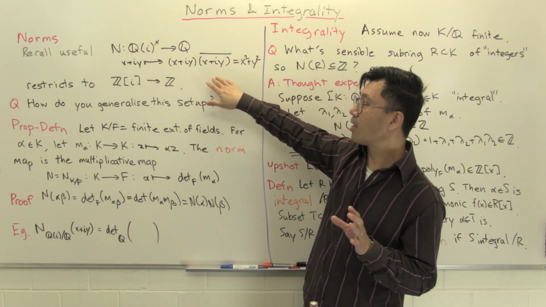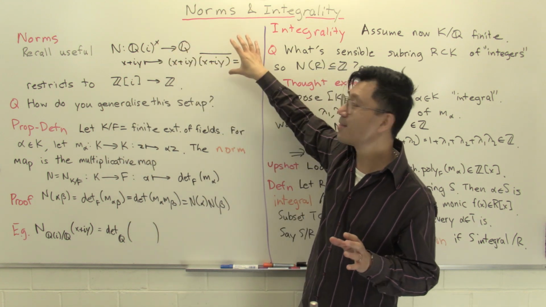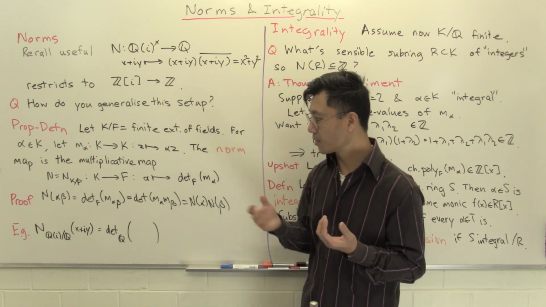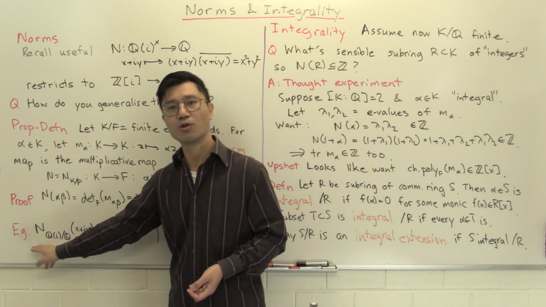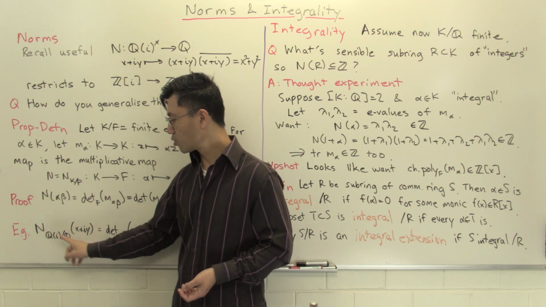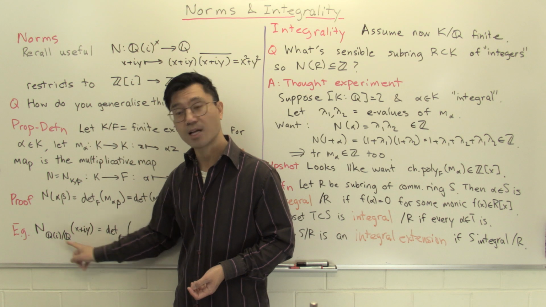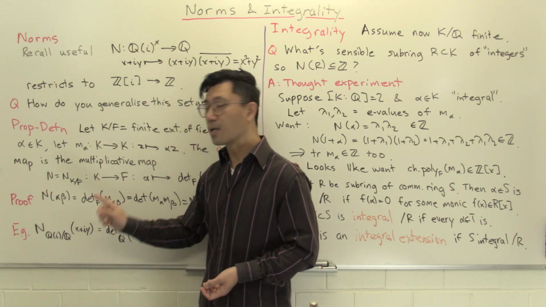Now, I said generalization, so I guess I should say that we recover the usual norm map in this case when you look at the Gaussian rationals. So how does that work? Let's try to understand that in this particular example. You have the norm where you have the Gaussian rationals over the rationals. This is a degree 2 extension where you join the square root of -1. Let's apply it to x plus iy.